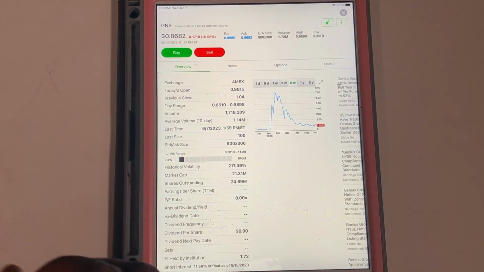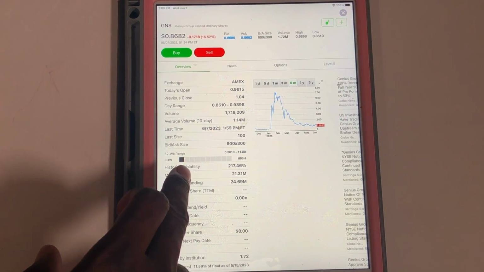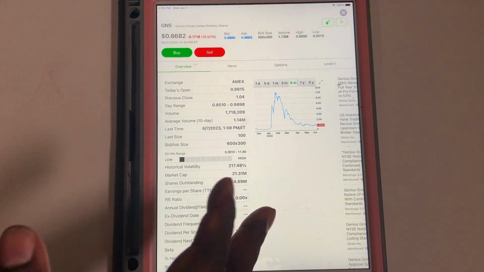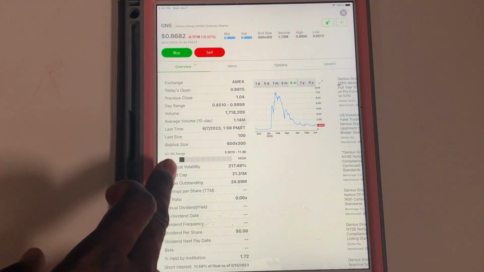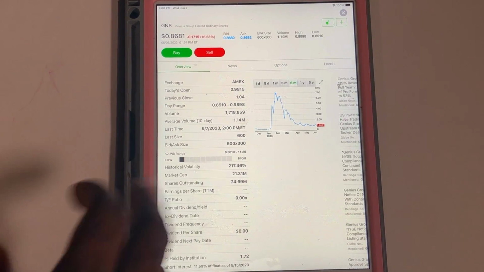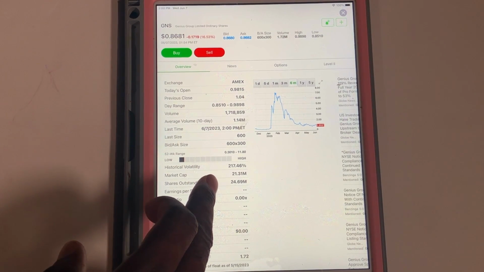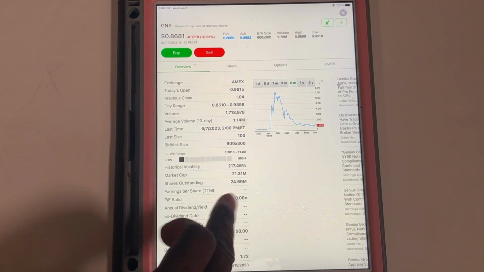And the most important thing I do is I go to the 52-week range. So this is a meme stock. It went from 30 cents to $11 or $12 approximately. And so imagine those who rode it from 30 cents up all the way to $11. The volatility is 217%. The market cap is 21 million and the shares outstanding is 24 million.